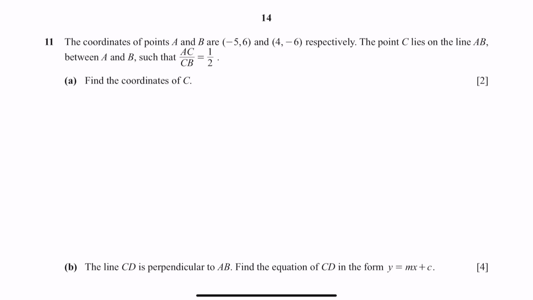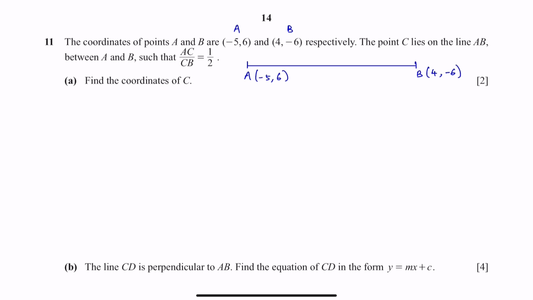Question 11, which is also our last question over here. We have the coordinates of points A and B, with A as (-5, 6) and B as (4, -6). The point C lies on the line AB and it's between A and B such that AC over CB is 1 over 2. That means if you have a line AB over here, this is our A, this is our B. A is (-5, 6), B is (4, -6).